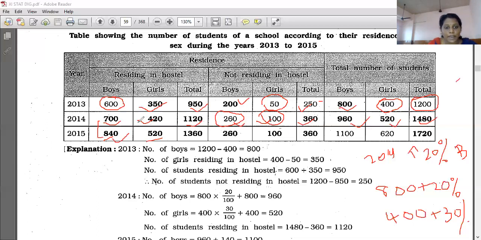और गर्ल्स में 420 था, उसके साथ 100 ऐड किया तो उनको क्या मिला? 520. So here 840 plus 520 is 1360. Okay, here we got the total as 1360, right? And here nothing more calculations they have given.